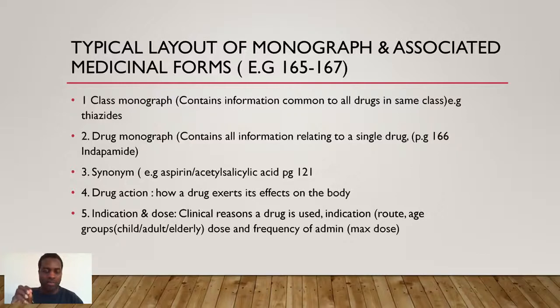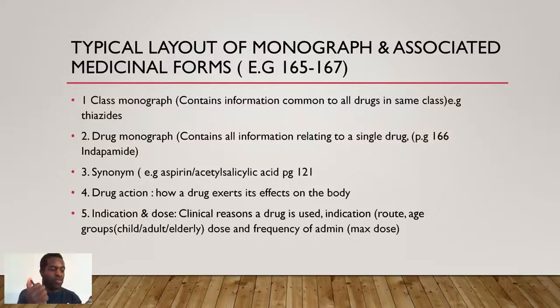So you've got your class monograph, and a class monograph is simply all the information common to all the drugs in that particular class. It's very important that you make notes from the class monograph, and I'll tell you why, and also from your drug monograph. But your class monographs are very important. So open the BNF, go to the class monograph, page 165. I don't know if you can see that. Probably not too clear for you.